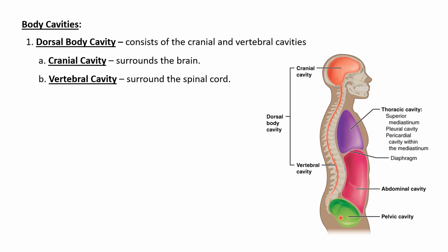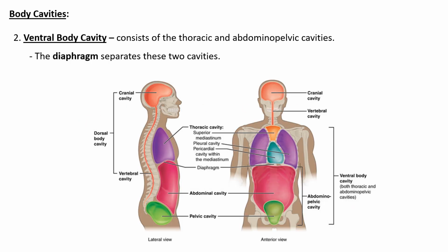Whereas in the front, you're going to have a ventral body cavity. And so here was the dorsal body cavity on this side. Here is the ventral body cavity. And the ventral body cavity, it's this whole thing here. It consists of the thoracic and the abdominopelvic cavities. So the thoracic cavity is up here, this whole thing here.